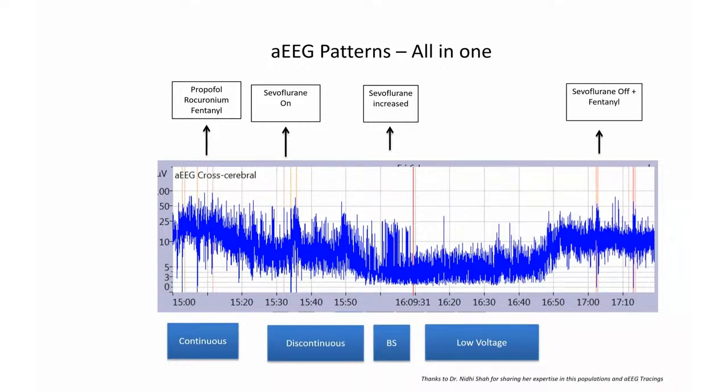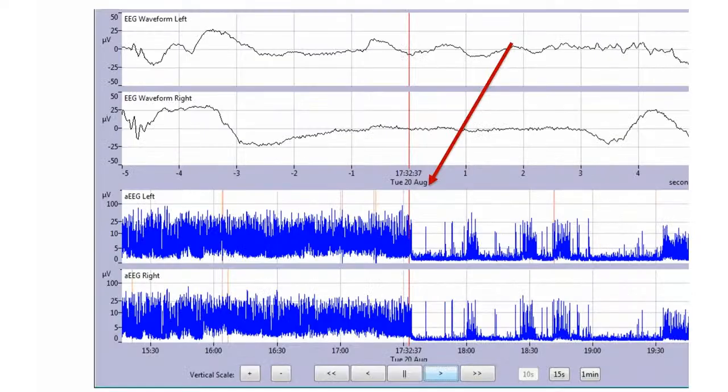So I think it's super cool to see it all there together. This is from Nidhi Shah, from one of her studies that she did when she was a fellow at Stanford. Here's another one. So this is a 27-weeker.